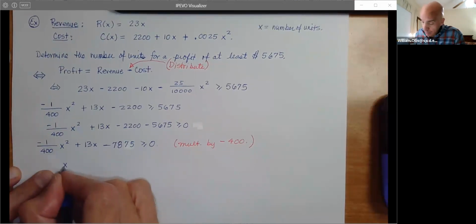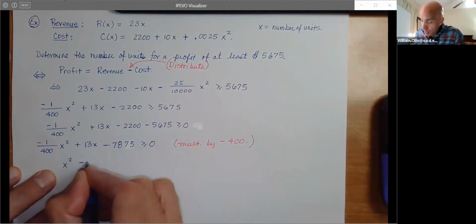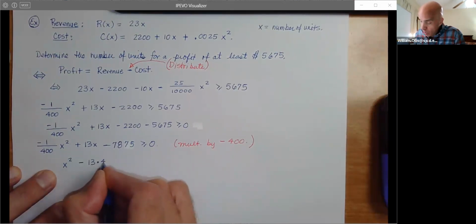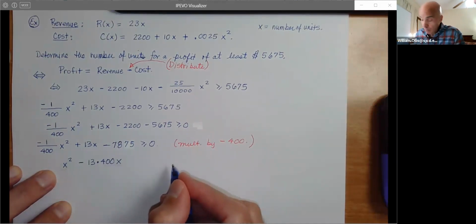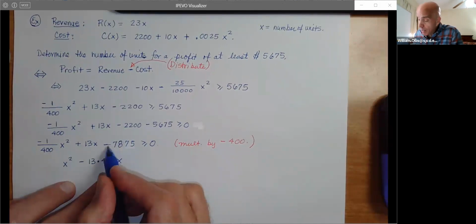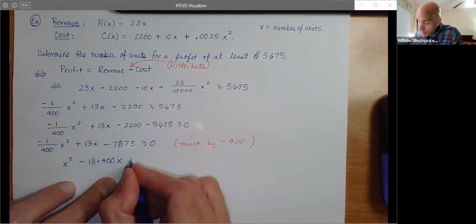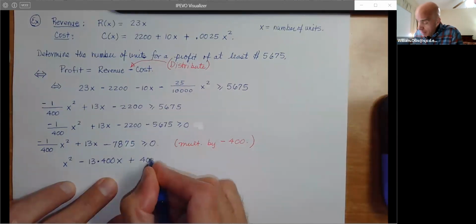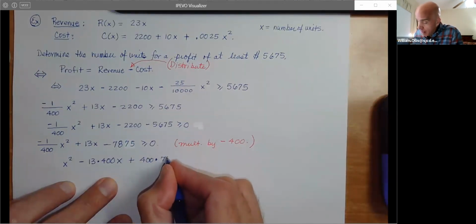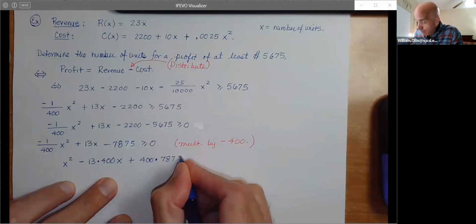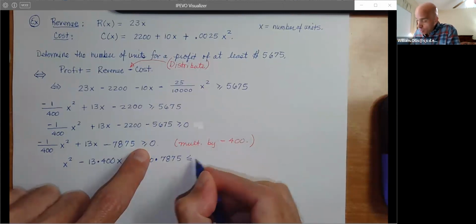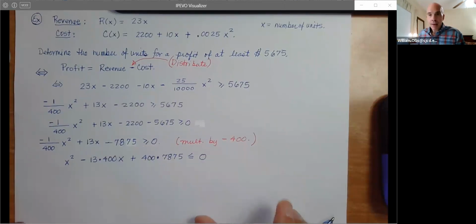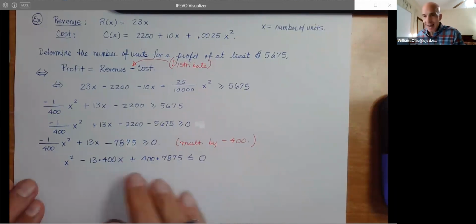So I get x squared, and then I get a minus 13 times the 400 using the symbolic computation. This is so effective. Then notice we have a minus, so plus 400 times 7875. Now this is negative, so this must reverse, less than or equal to 0. Now, everything's fine. We're good to go. Look, we have a nice quadratic.